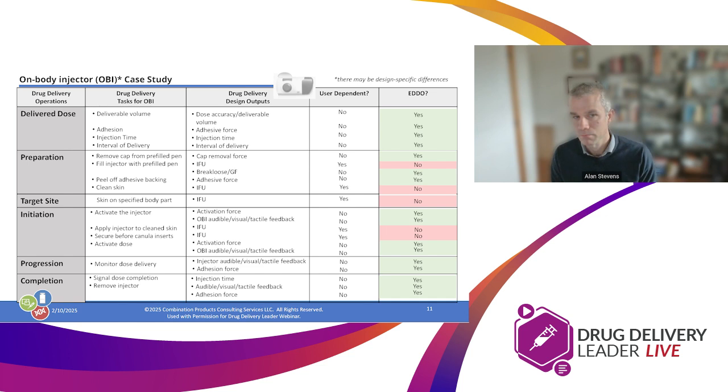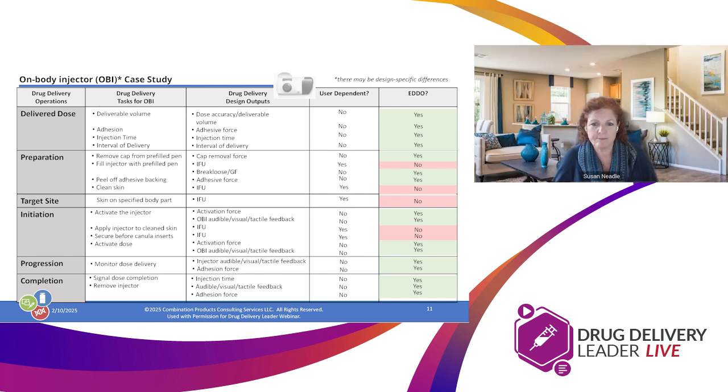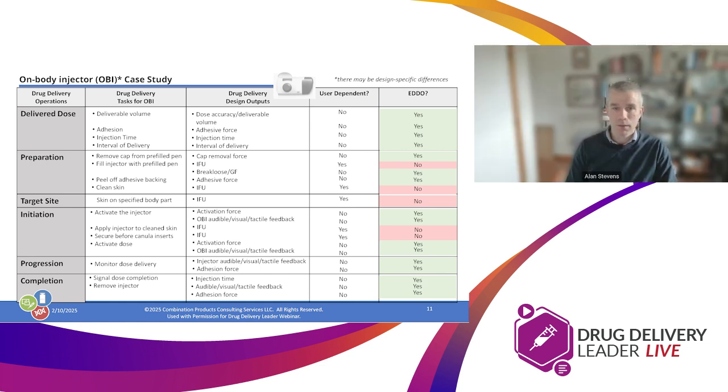Okay, so then we move to the target site. Yeah, so for target site, we've got two aspects. Are you selecting the correct site, whether it's abdomen or leg or whatever, for the device? And then is the device itself actually getting the drug into the correct tissue space? So one would be, is the patient putting the device in the correct location? The other is, is the device actually putting the needle or the cannula into the correct tissue for drug delivery? Oops, so it should say cannula, sorry.